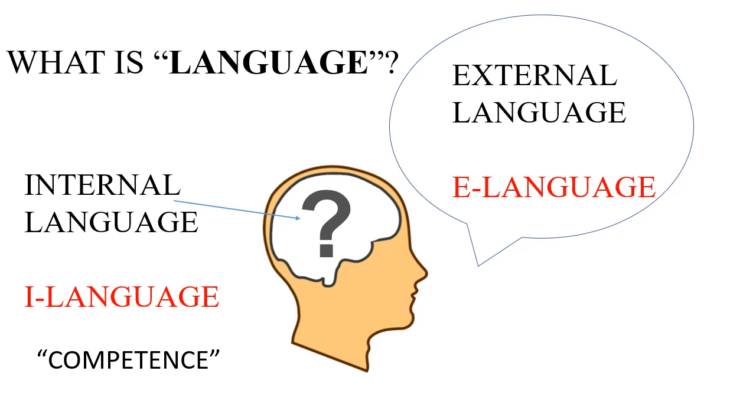In the previous models of generative grammar, the I-language was referred to as competence. So competence is the system that allows us to produce language as we use it. And performance is actually what we do with this language.